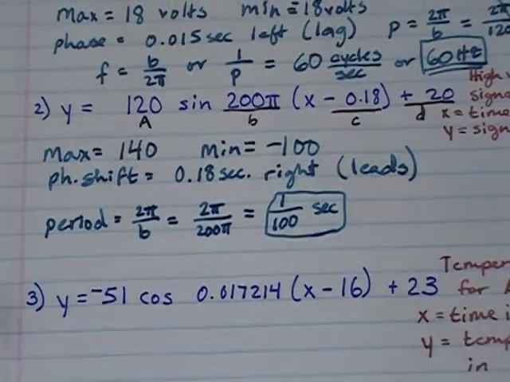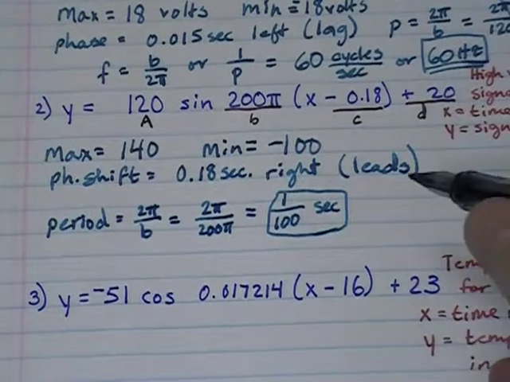So what does that mean? That means it takes 1/100th of a second to make one sine wave.